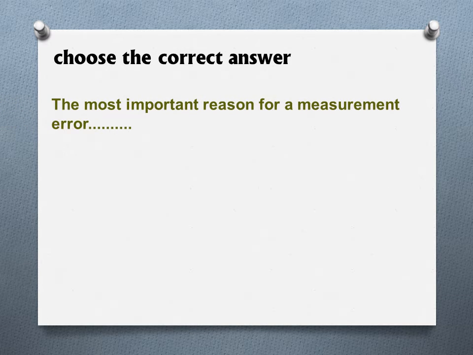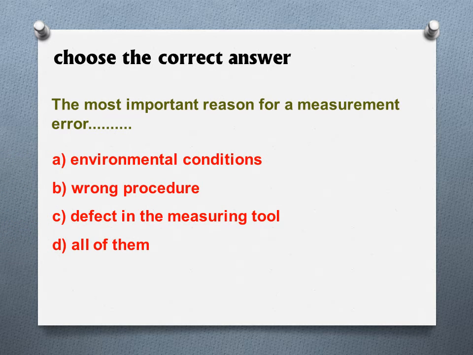The most important reason for a measurement error is an environmental condition, wrong procedure, defect in the measuring tool, or all of them. The most important reason for measurement error is all of them.